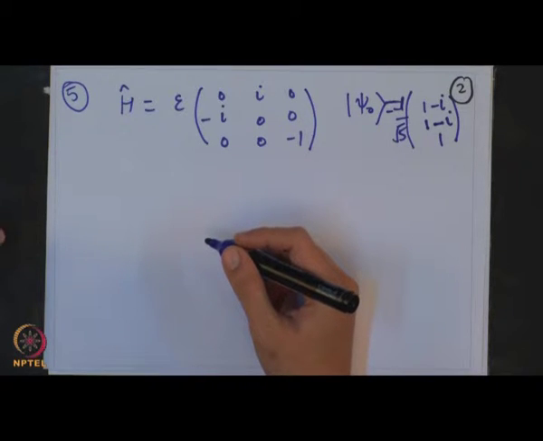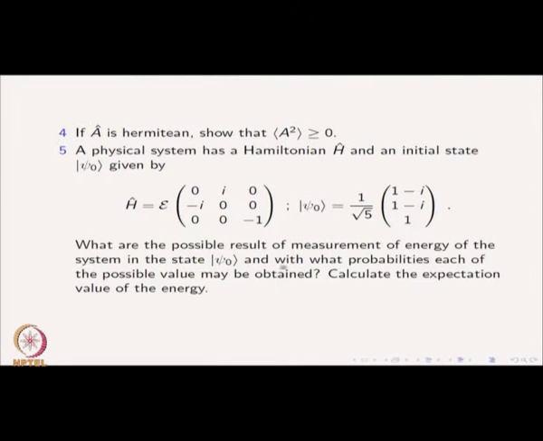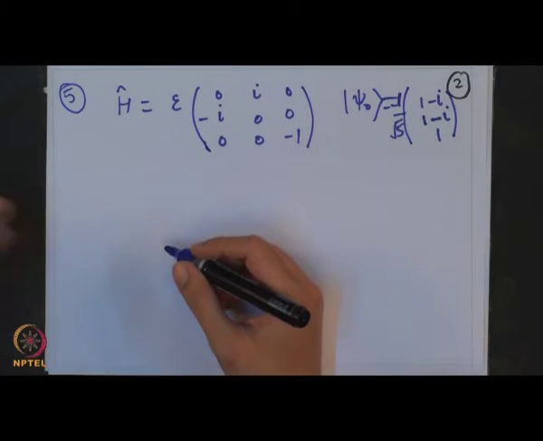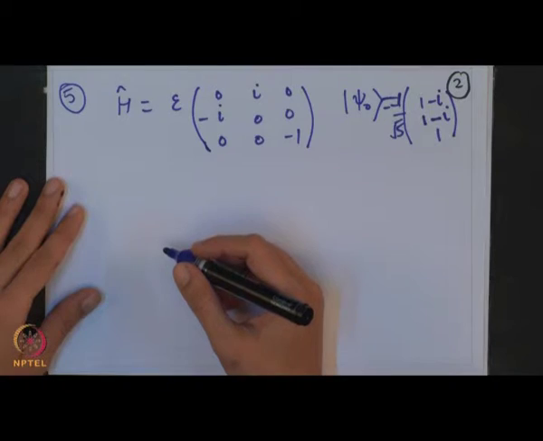So, the first question is what are the possible results of the measurement of the system in state psi 0. So, this is one part, and what will be the probabilities of each of the possible values that may be obtained. Then you have to calculate the expectation value of the energy. That is the last part, that is a simple part. We have done problems wherein we have calculated expectation values of the energy.